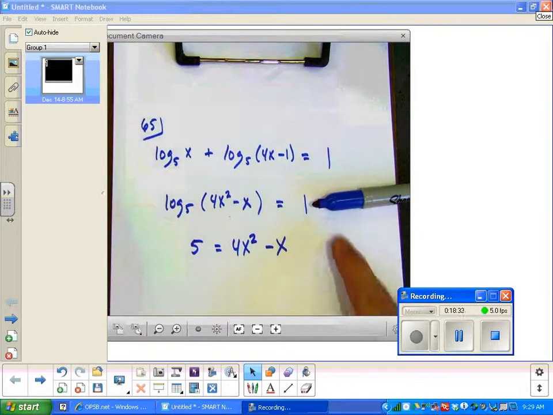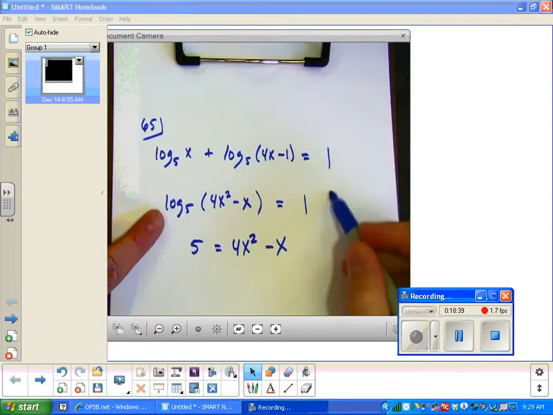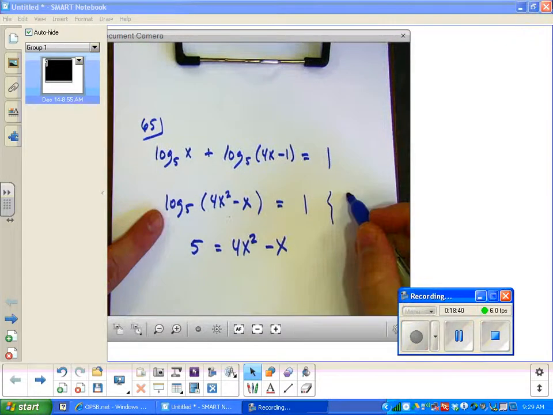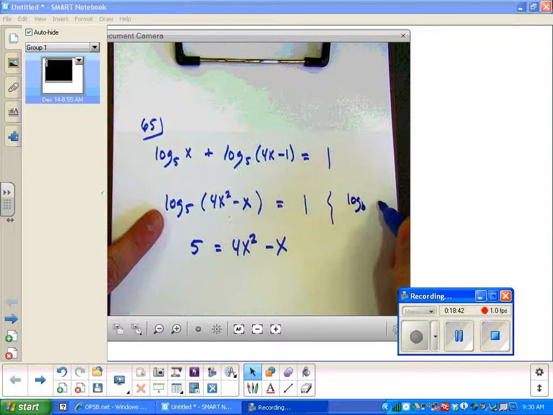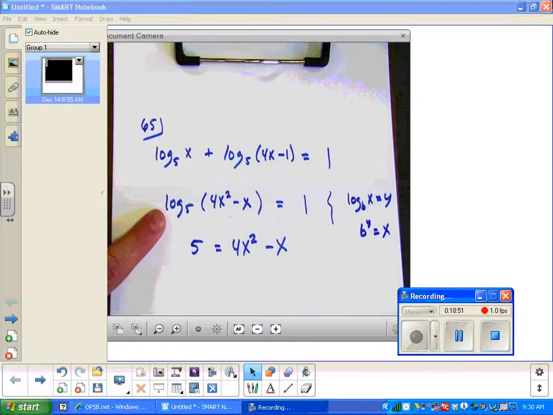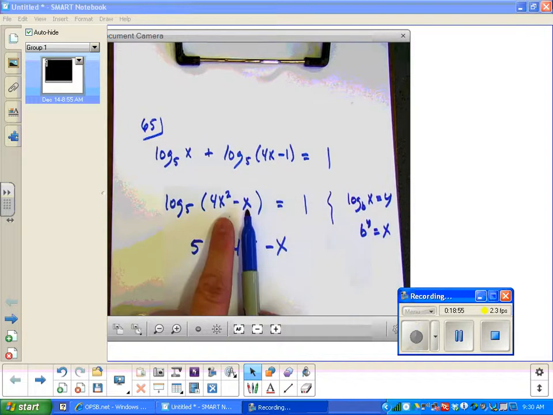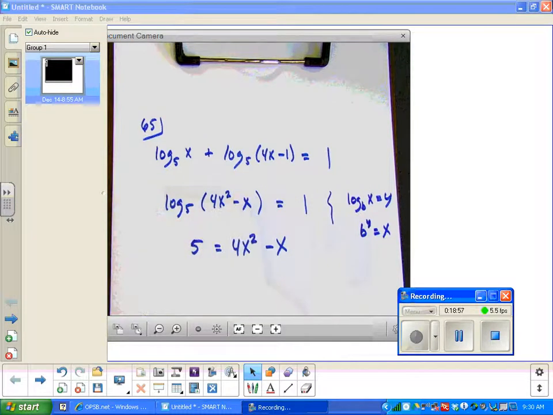This is what I told you about, that fundamental definition that you had to know to do these problems, okay? All right, listen. If you have log base b of x equals y, the exponential form is b to the y equals x, okay? So 5 to the first power equals 4x squared minus x, okay? Right. See, yeah, 5 to the first power is just 5.